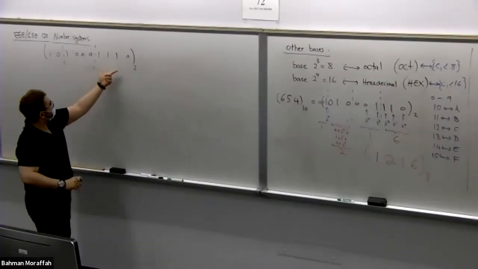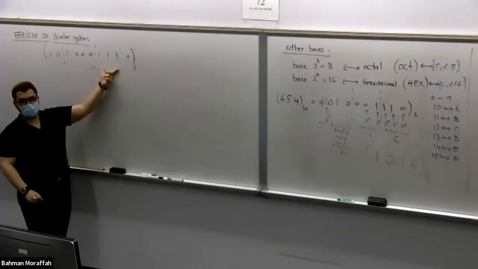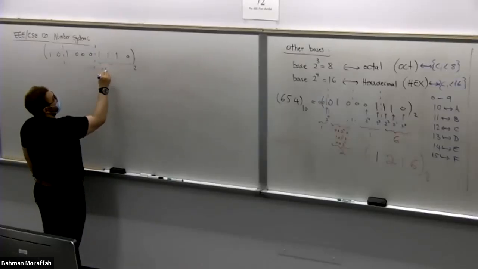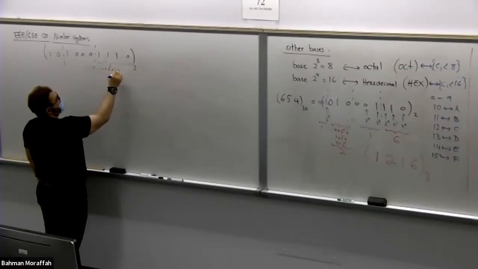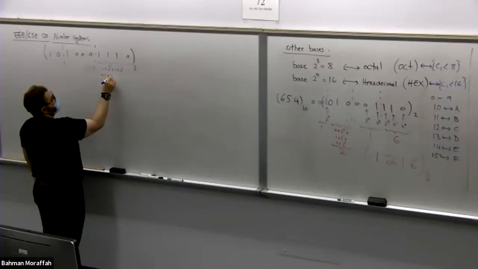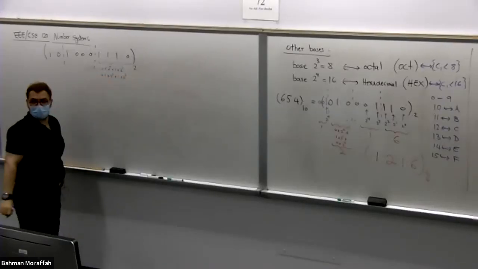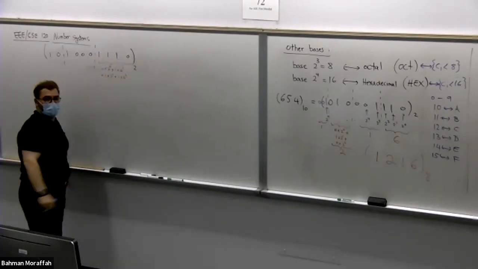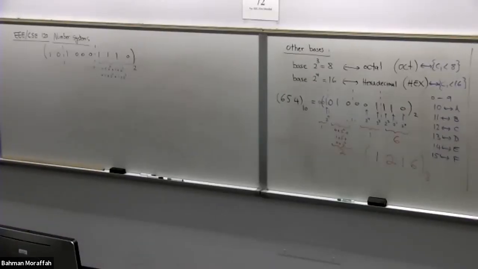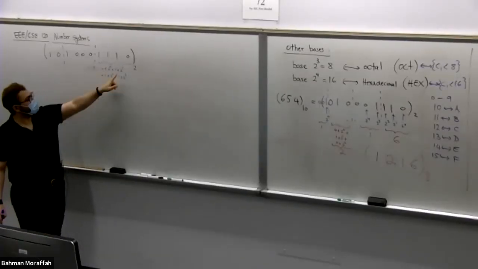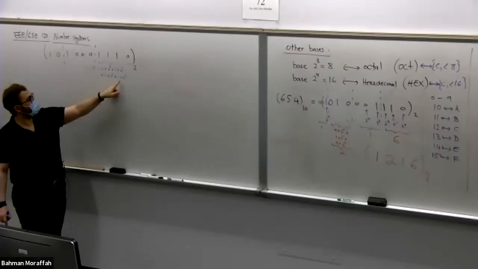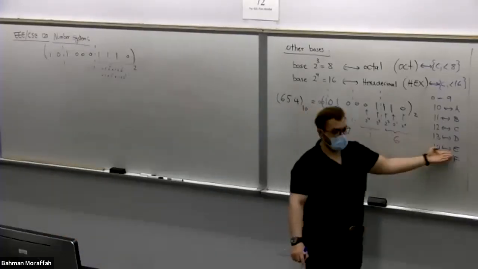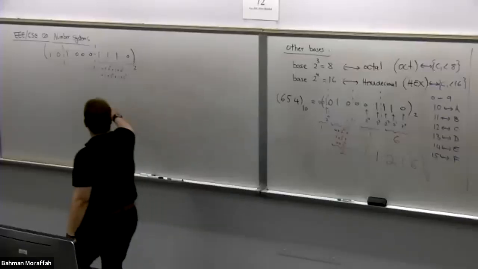What does this number represent in hexa? That's basically 0 times 2 to the 0, plus 1 times 2 to the 1, plus 1 times 2 to the 2, plus 1 times 2 to the 3. This guy's 2 to the 3, this guy's 2 to the 2, this guy's 2 to the 1, and this guy's 2 to the 0. What is this number? That's 2 plus 4, that's 6, and 8, that's 14. What is 14? So this guy over here is E.